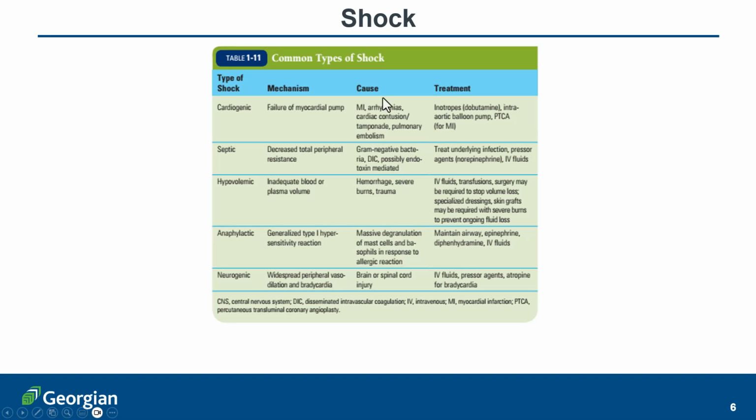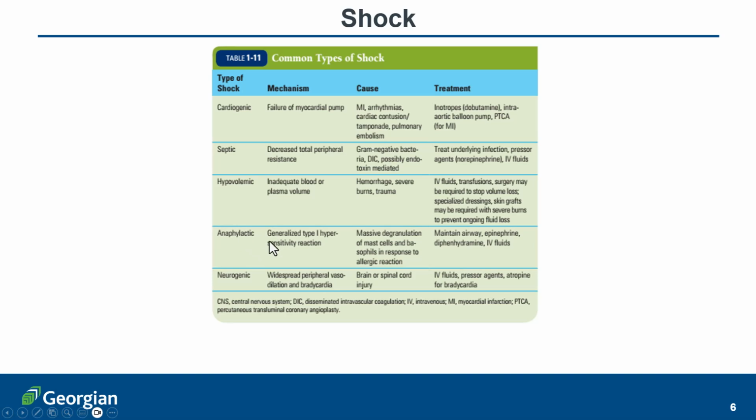result, cardiogenic shock develops. For septic or distributive shock, you have a decrease in total peripheral resistance. Why? Because of a systemic bacterial infection, usually gram-negative, or because of other systemic inflammatory conditions such as DIC, disseminated intravascular coagulation. For the case of hypovolemic or hemorrhagic shock, you have inadequate circulating blood volume due to blood loss, severe hemorrhage or severe burns or trauma. I would include severe diarrhea as well.